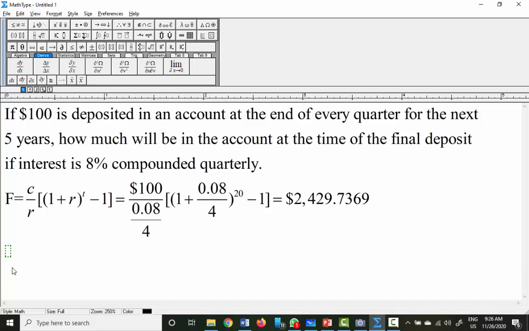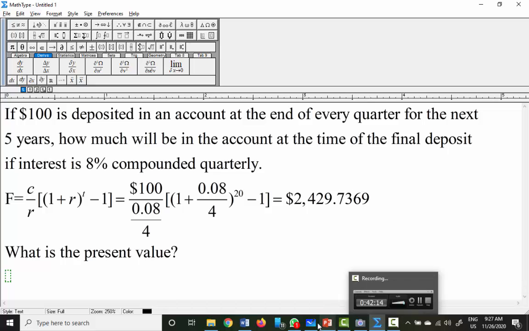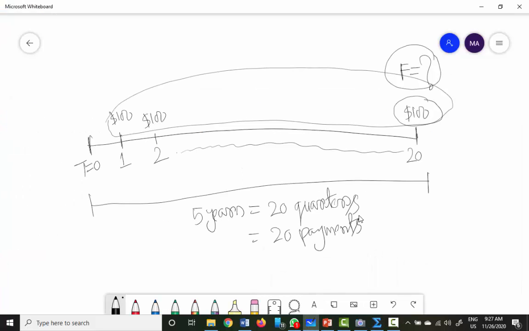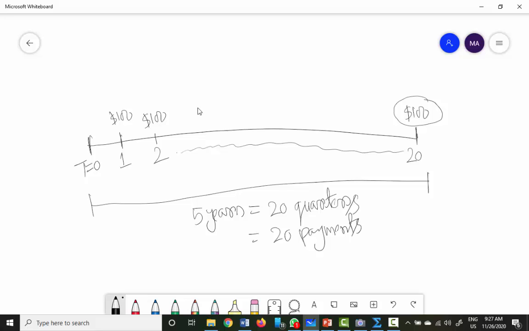Right. So now if the question asks you what is the present value of this annuity, for example, you want to set up a pension fund where you want to get $100 at the end of each quarter, and you want to get it for up to 5 years.